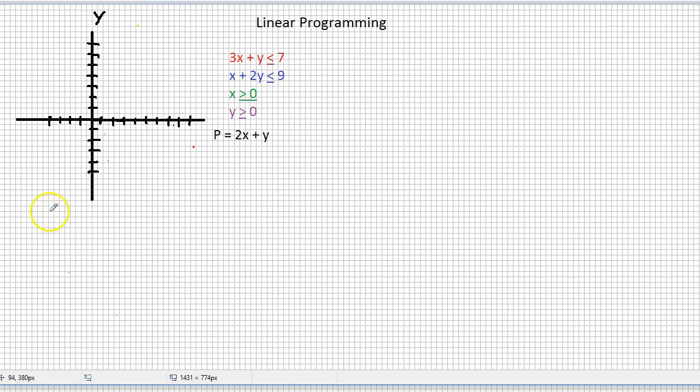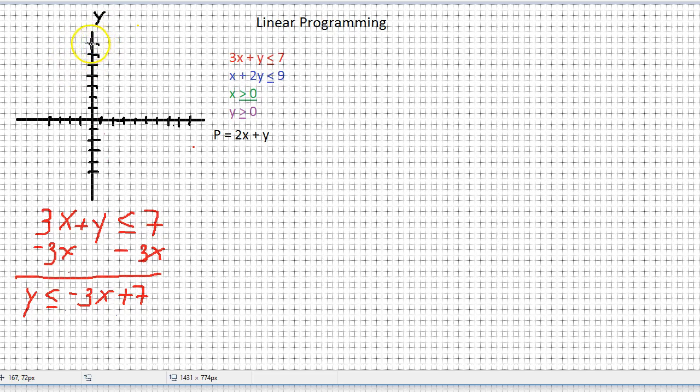All right, let's take a look at the red inequality. So 3x plus y less than or equal to 7. Let's solve this for y by subtracting 3x from each side. And we get y is less than or equal to negative 3x plus 7. So our slope is negative 3, our y-intercept is 7. Let me grab a line tool. Let's see, we have 1, 2, 3, 4, 5, 6, 7. Oh, just enough.